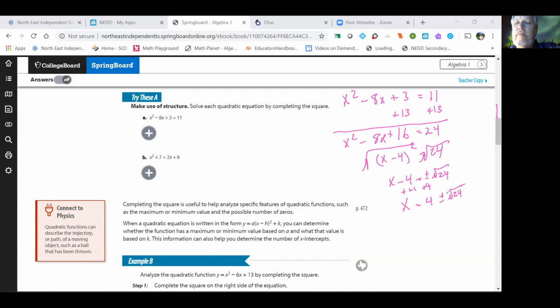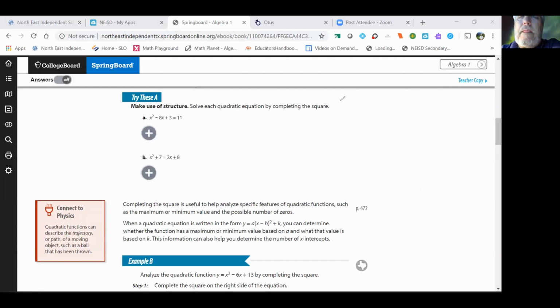Now we do have to simplify the square root of 24 if it can be simplified. So we can do that off over to the side if we want. Square root of 24 can be split up into factors of 4 and 6. So that's going to be 2 times the square root of 6. So I'm going to have x is equal to 4 plus or minus 2 times the square root of 6. And that will be my answer right there.